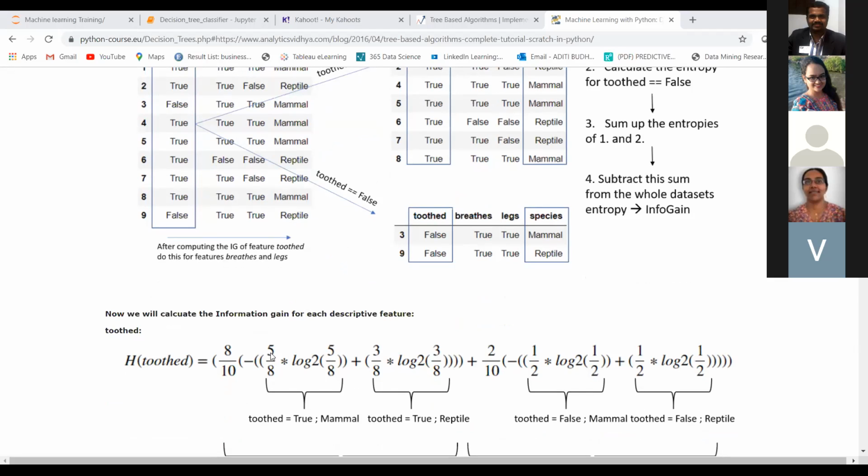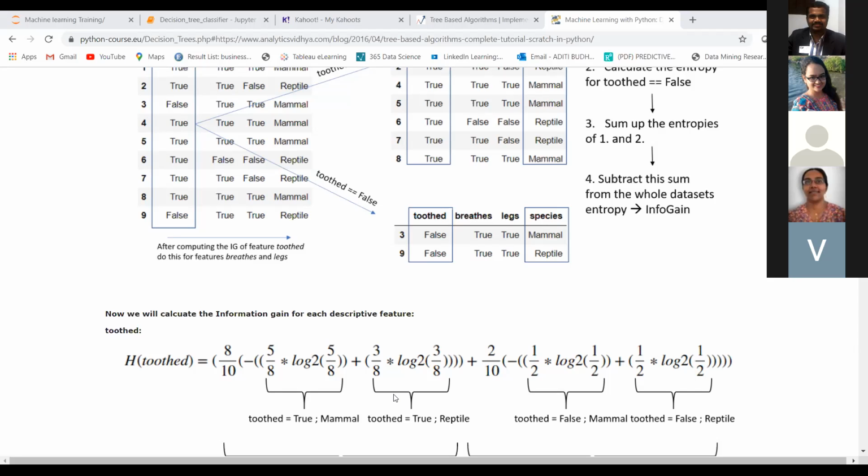So what was our formula for calculating the entropy? It was minus the probability times the log of the probability, with log base 2. Okay, this is the formula. So 5 by 8 into log of 5 by 8. So this is for the probability.